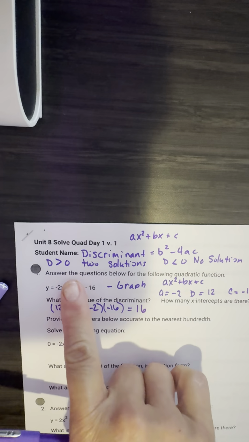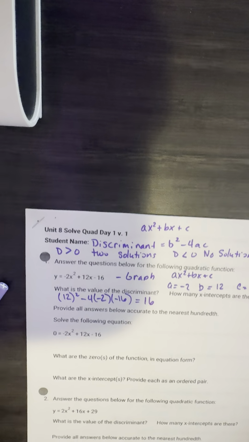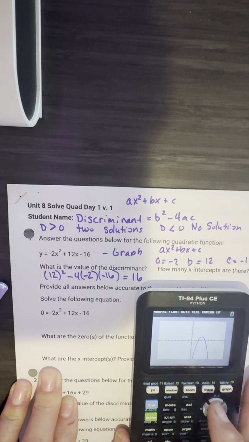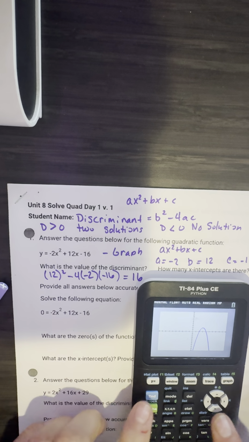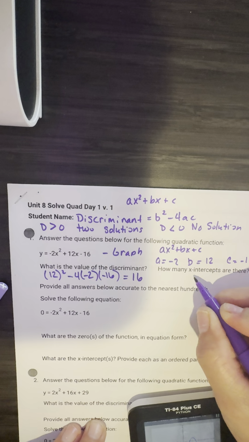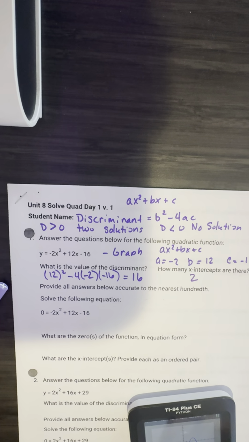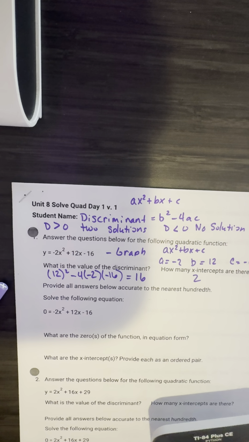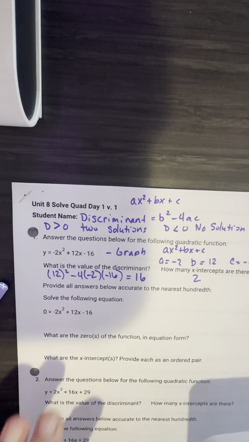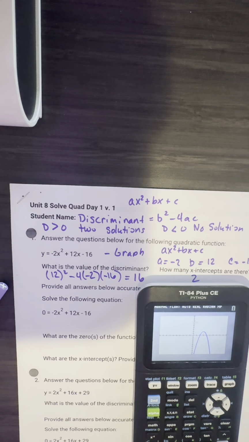So if your discriminant is greater than 0, then you're going to have two solutions. So when we graph it, it crosses the x-axis how many times? Twice. 2 times. So how many intercepts are there? There are 2 intercepts. And then it says provide the solution to the nearest hundredth. So if it's not a perfect answer, you can round to the nearest hundredth. So we are solving it. So when you solve it, you're going to find out what x equals.